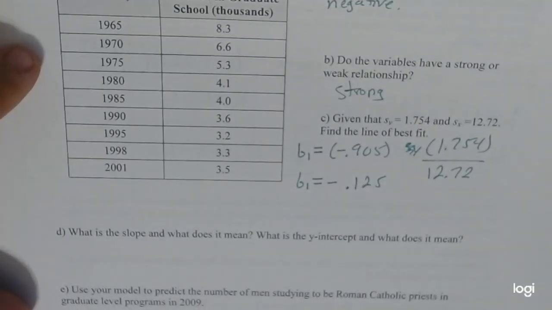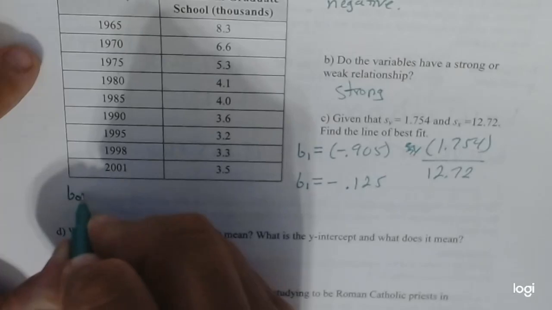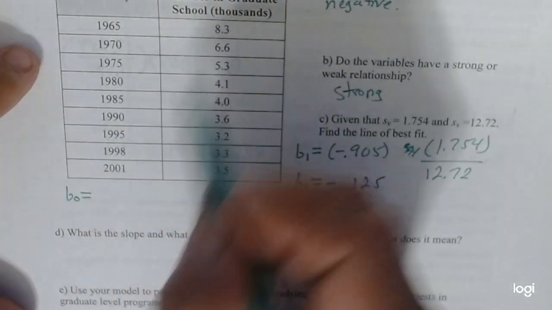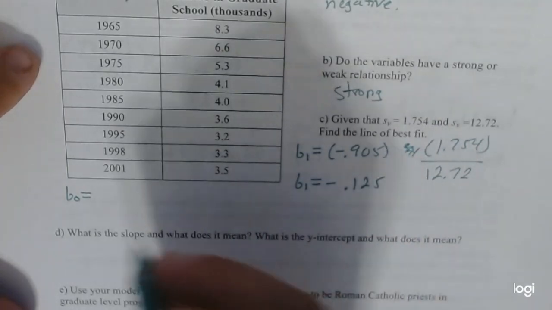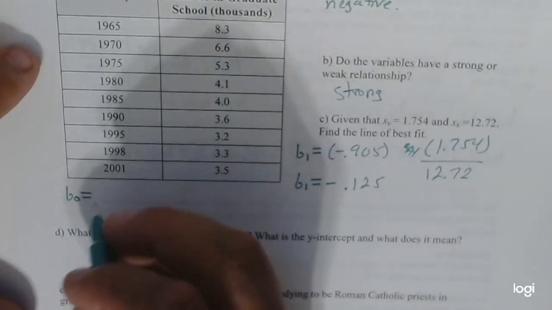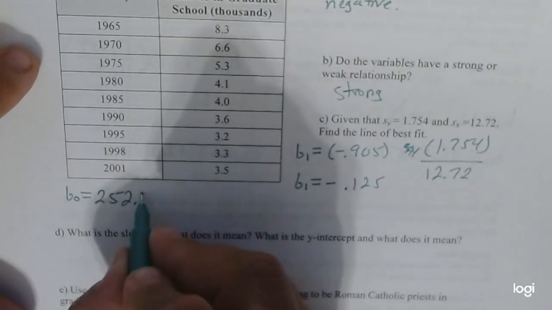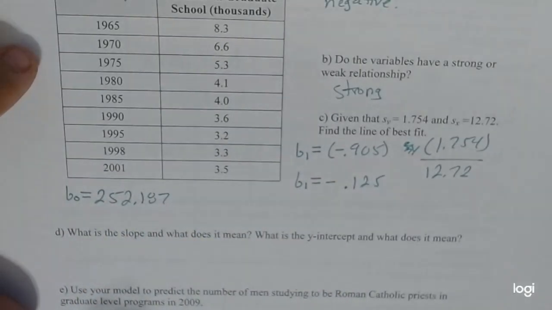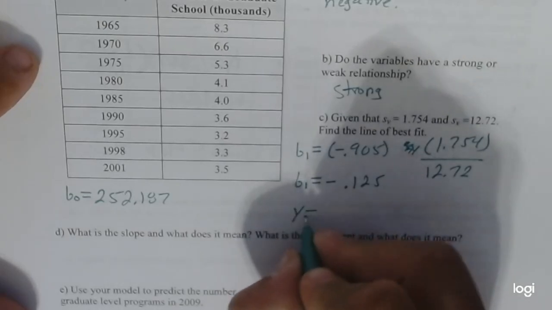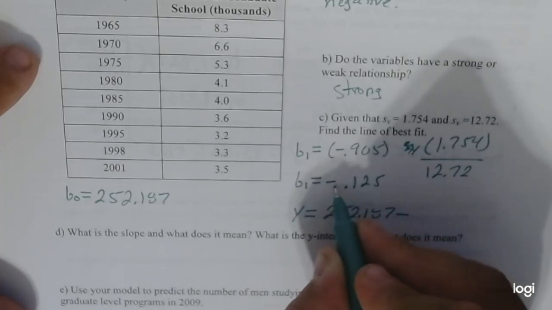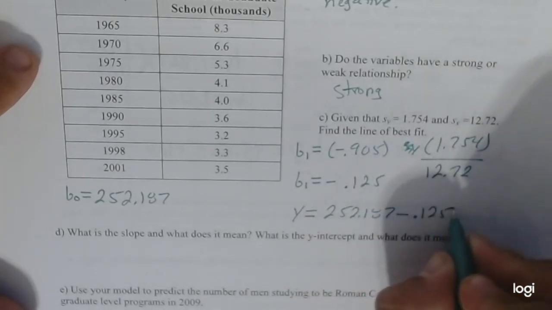Then we keep going and find our y-intercept. We find the mean of those respectively, and I did this already, so it should be roughly 252.187. Therefore, our regression line is going to look like 252.187 minus, because there's a negative, 0.125x.